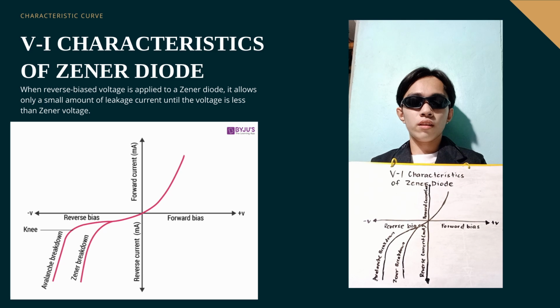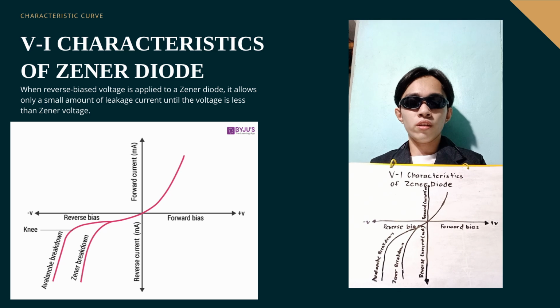Good day everyone. Today I will discuss the VI characteristics curve of Zener diode. When reverse bias voltage is applied to a Zener diode, it allows only a small amount of leakage current until the voltage is less than Zener voltage.